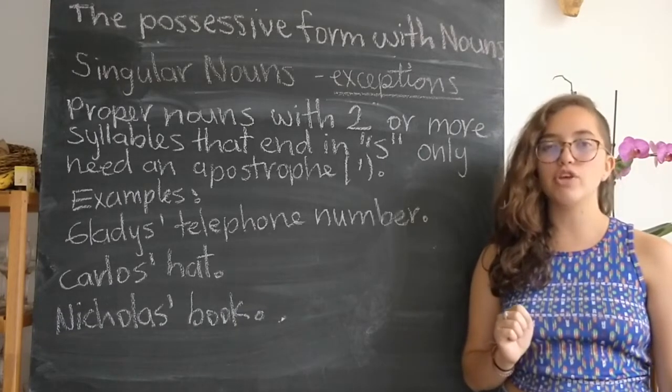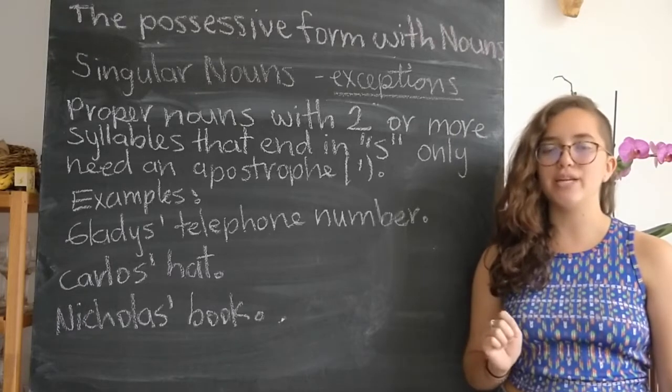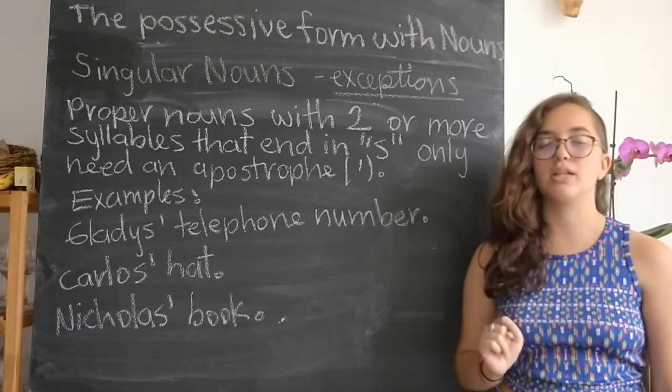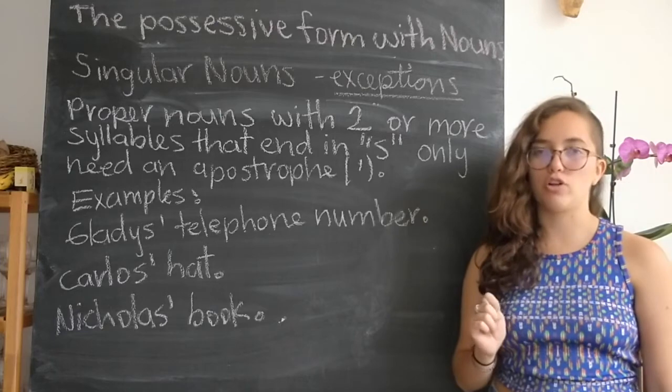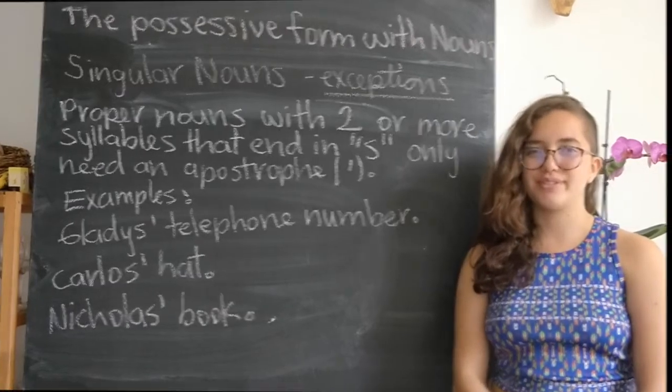In the case of the name Charles, we have to add an s at the end because it is only one syllable. So we would say Charles's. Okay, now let's look at proper nouns.